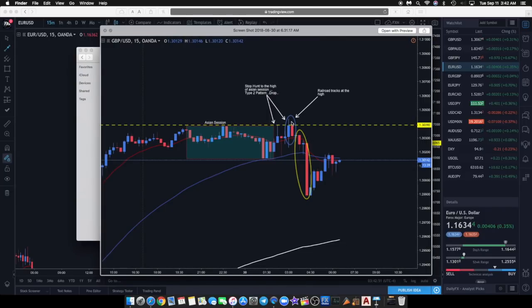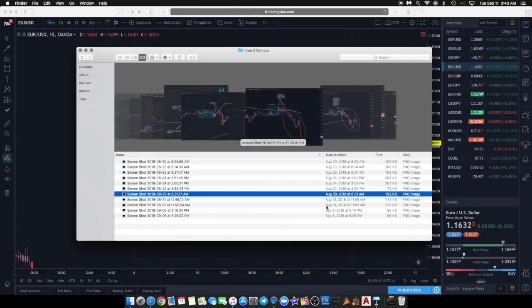Here's another example. Here's the first one here. Here's the first hit to the high. Came down, came back up. Here's another hit. And we made an M, right? But we even did one better. We had extra confirmation with railroad tracks. And boom, we dropped. Okay, so that's another type 2 pattern.